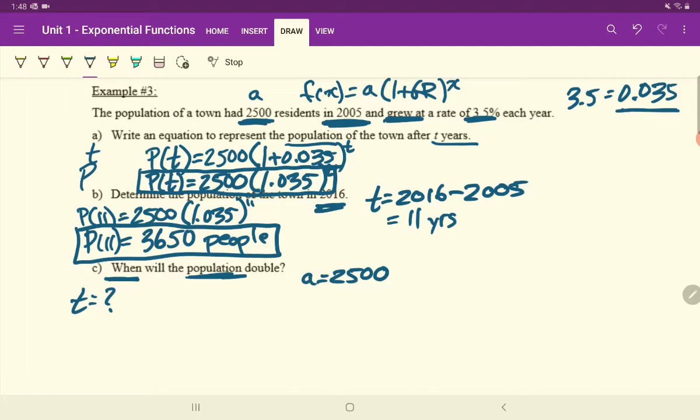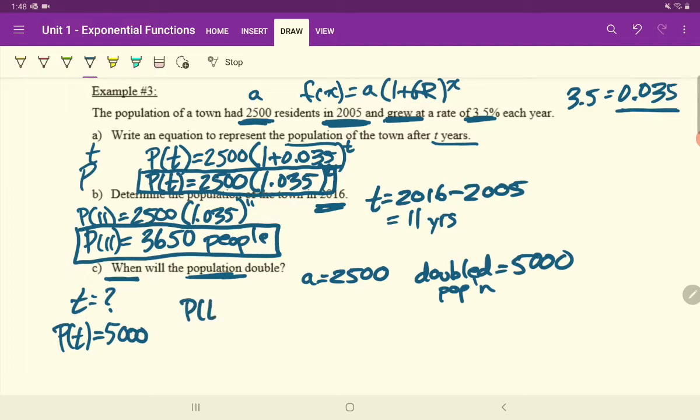Doubled, of course, would be 5,000. So that's our doubled population. So that is going to be our P at t, 5,000 people. All right. So P at t, I'm just writing out the equation to start.